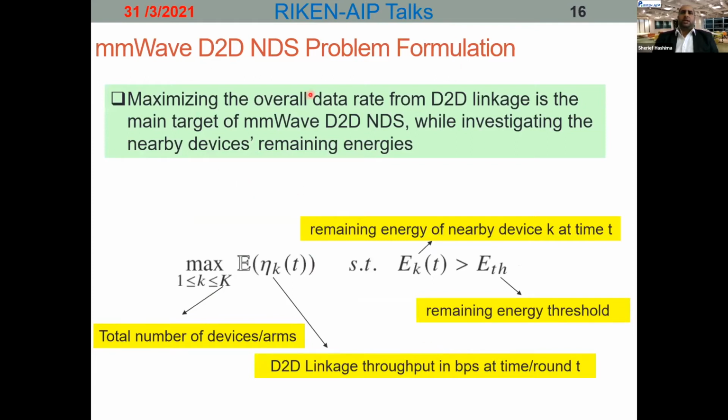Now, as a problem formulation of millimeter wave device-to-device neighborhood discovery, at every trial t we want to maximize the throughput between the two devices, subject to the remaining energy of the nearby device k being larger than a threshold energy. Simply because if your mobile battery is at 1% or 10%, you will not do device-to-device communication. You will save your battery for energy saving and for main communications.